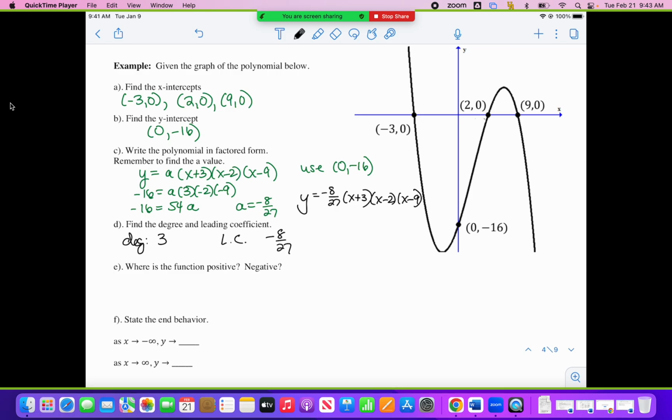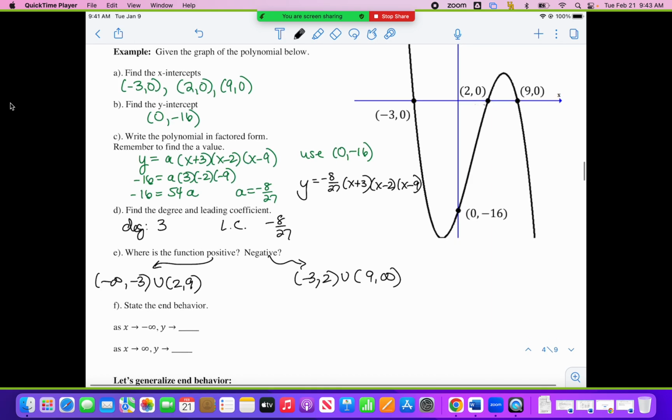Where is the function positive? The function is positive from -infinity to -3 and between 2 and 9. Where is the function negative? That's between -3 and 2, and then 9 to infinity. Does that make sense where it's positive and negative? Above the x-axis, below the x-axis. State the end behavior. As x moves to the left, the graph is going up. As x moves to the right, the graph is going down.